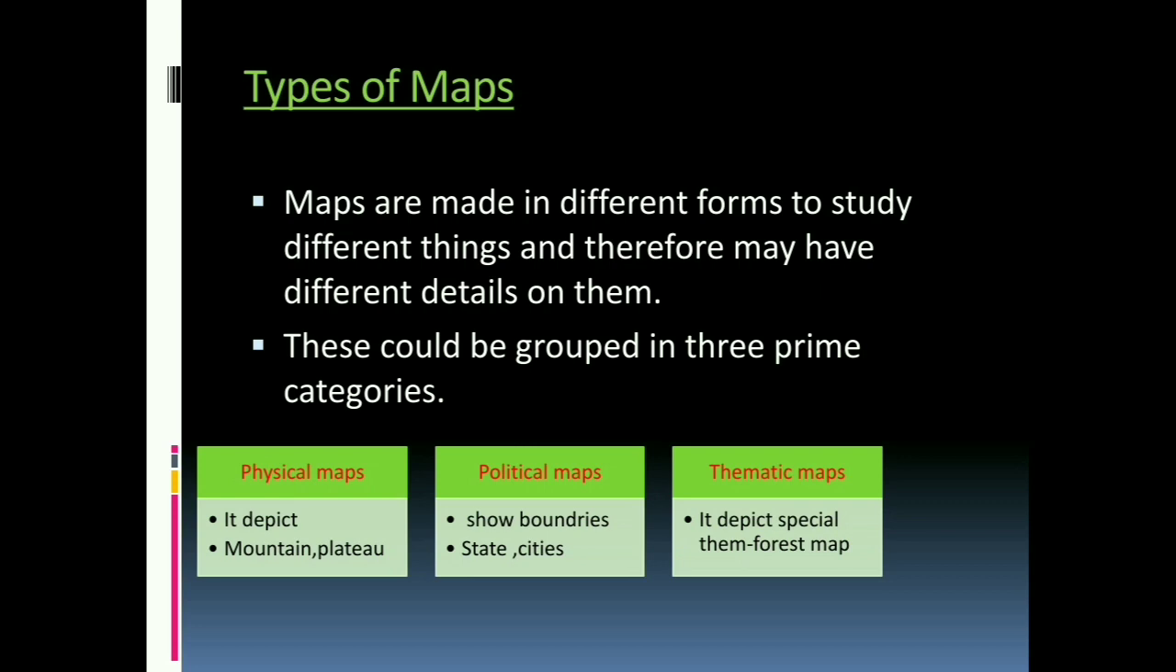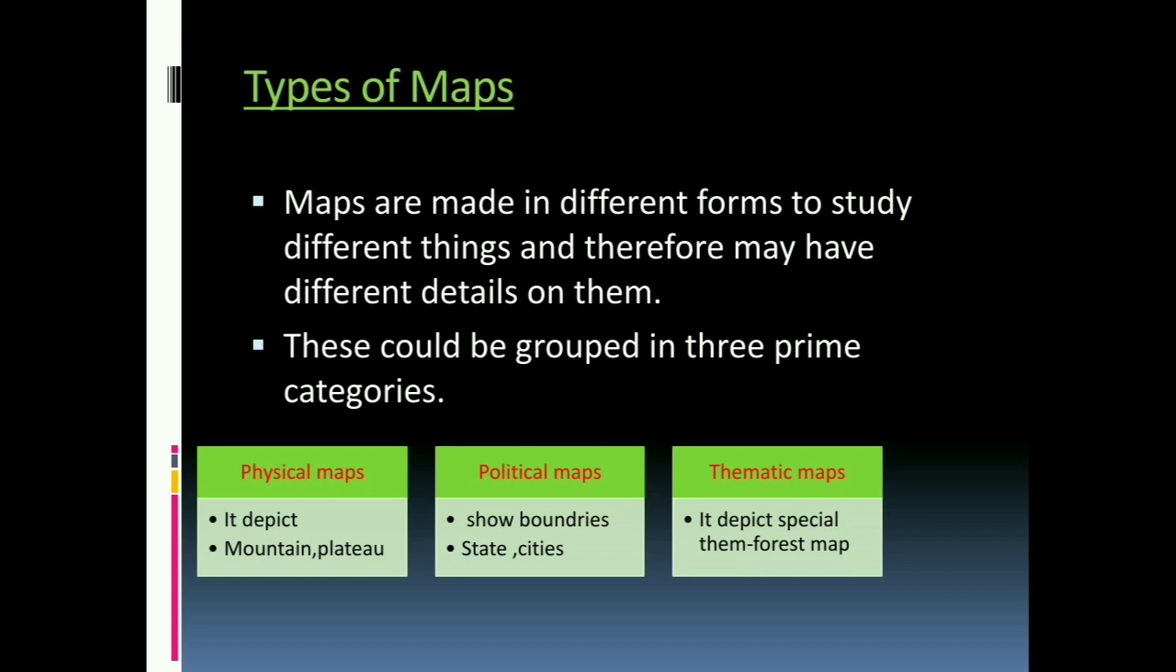Now we come to the next point. This is important: types of map. Now that you have studied about a standard map, let us now see the different types of maps, the variations which maps have. Maps are made in different forms to study different things and therefore may have different details on them. These could be grouped in three prime categories. First one, physical map. Second one, political map. And third one is the thematic map.